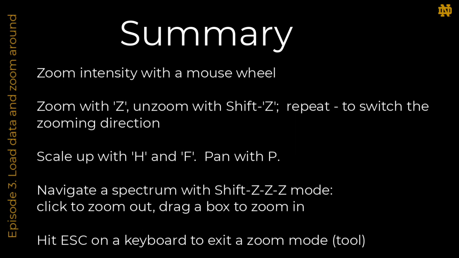In the second part of the episode, we talked about zoom tools. You zoom intensity in the spectrum with the mouse wheel, you use zoom with Z, unzoom with the Shift Z, repeat switches the zooming direction. You scale up with H and get the full spectrum with F, you pan with P. You also may navigate the spectrum in the unzooming mode. You click to zoom out and drag a box to zoom back in. Hit Escape on a keyboard to exit a zoom mode or any other tool.